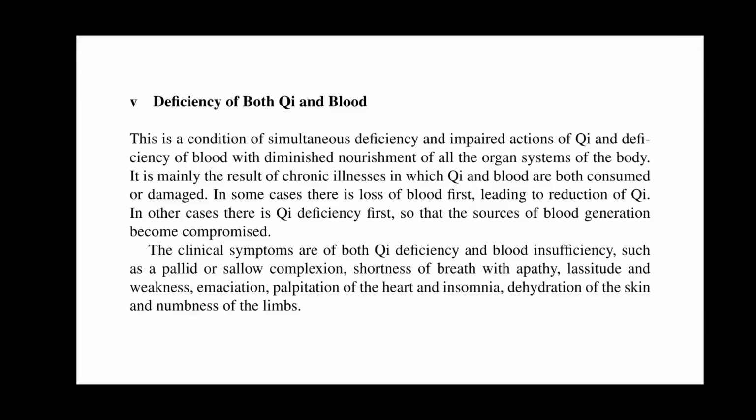Next is deficiency of both qi and blood. This is a condition of simultaneous deficiency and impaired actions of qi, and deficiency of blood with diminished nourishment of all the organ systems of the body. It is mainly the result of chronic illnesses in which qi and blood are both consumed or damaged. In some cases, there is loss of blood first, leading to reduction of qi. In other cases, there's qi deficiency first, so that the sources of blood generation become compromised. The clinical symptoms of both qi deficiency and blood insufficiency are pallid or sallow complexion, shortness of breath with apathy, lassitude and weakness, emaciation, palpitation of the heart and insomnia, dehydration of the skin, and numbness of the limbs.